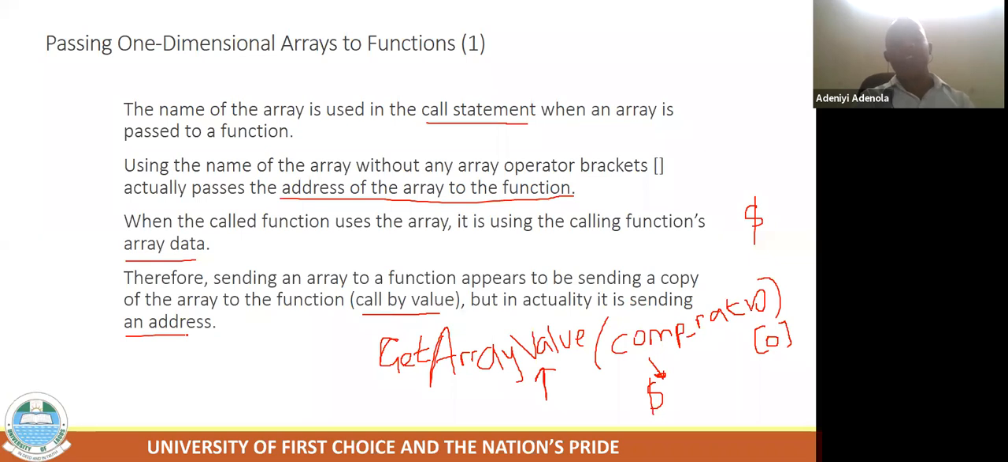You know, previously I said if you send a variable to a function, it's called call by value because there will be a value in that variable, so you're passing a copy of that variable to that function. This looks like the array variable name. But in actuality, when it comes to an array, you're passing an address. That's what I want you to know.